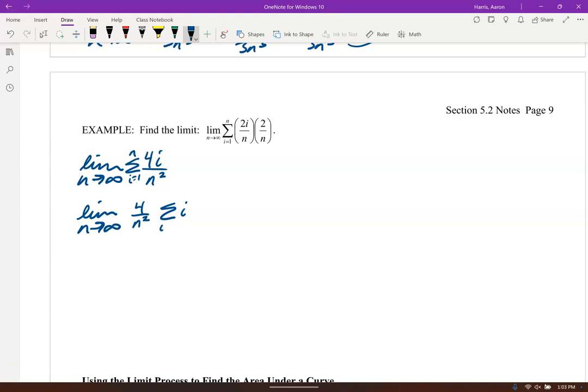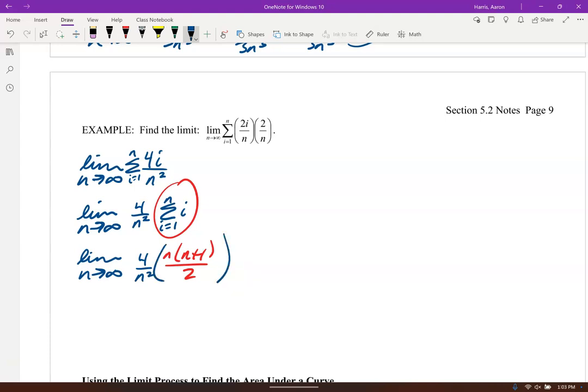So let me use those properties. i being 1 up to n. Now I'm going to use the formula for that, which is n plus 1 all over 2. So I've got the limit as n goes to infinity of 4 over n squared times that n plus 1 over 2. If you notice the 4 over 2, that'll give us a 2 right there. And then let me distribute that as well as distribute the 2. So we have the limit as n goes to infinity of 2n squared plus 2. This is all over n squared.